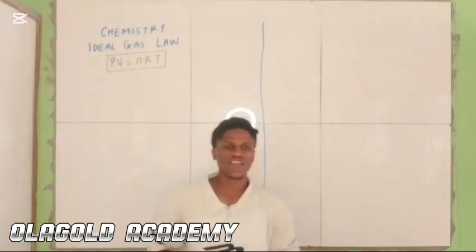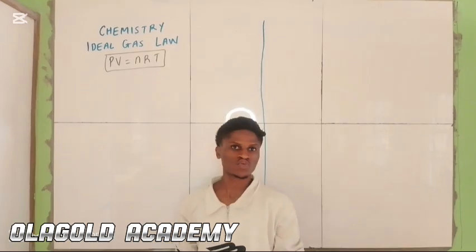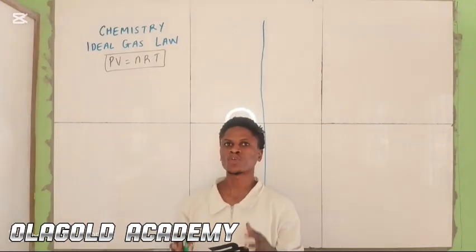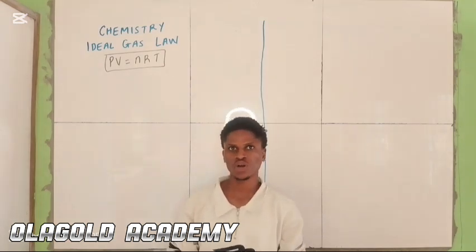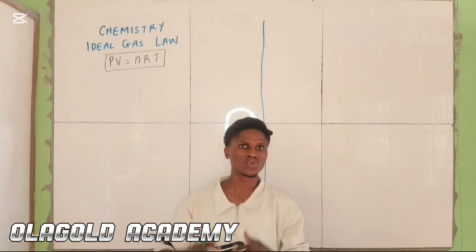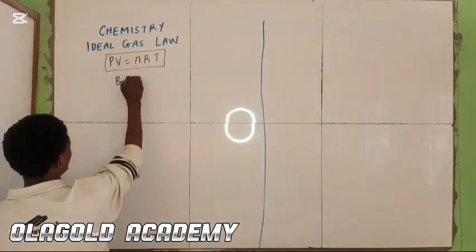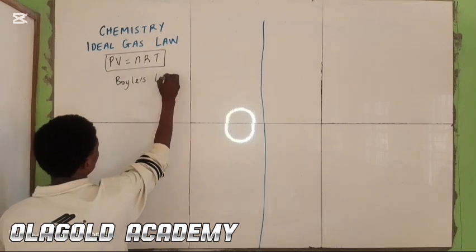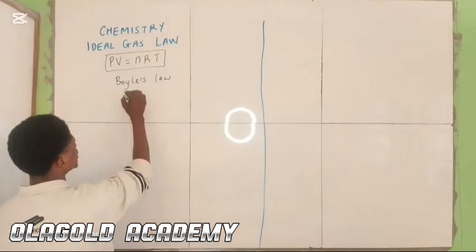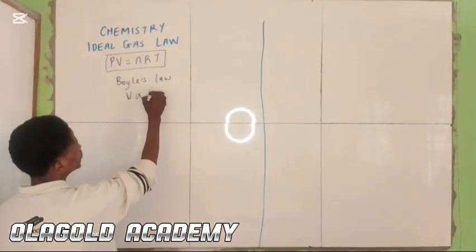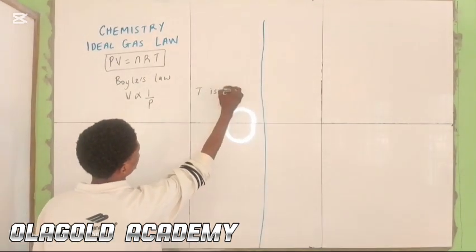Now, someone might be wondering how we got this ideal gas equation. The ideal gas equation is gotten from the combination of three gas laws, namely Boyle's law, Charles' law, and Avogadro's law. For Boyle's law, it is stated that the volume of a fixed mass of gas is inversely proportional to the pressure, provided that the temperature is constant.